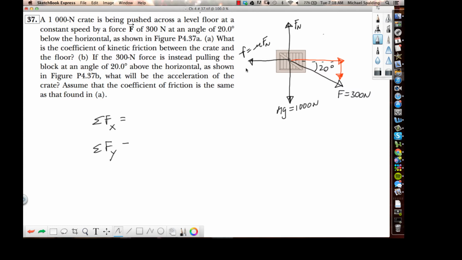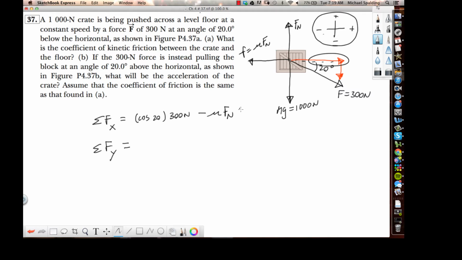So this is going to be cosine 20 times 300, right? That's this guy. Cosine 20, 300. And he's positive. Why am I leaving him positive? To the right is plus, to the left is minus, up plus, down minus. There's the sign convention. Okay, and then friction, minus mu Fn. Okay, any other x forces?